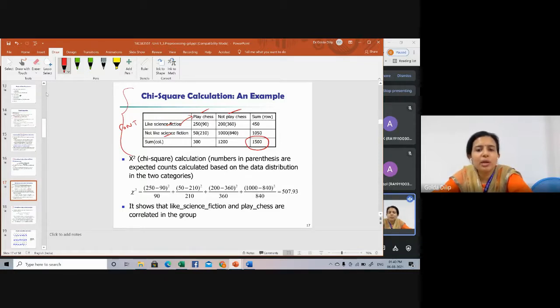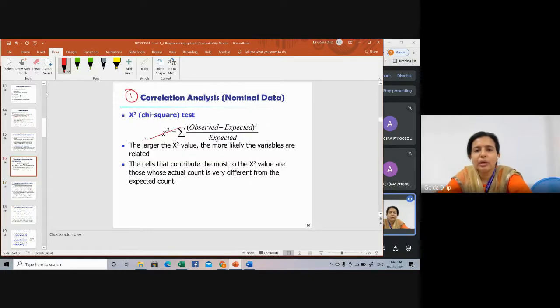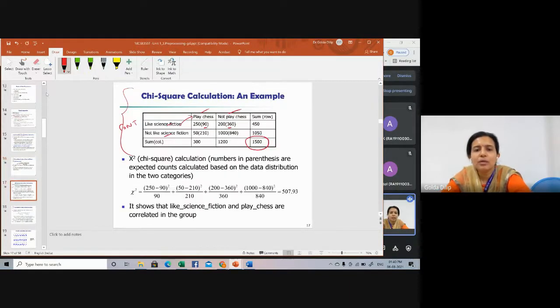The numbers shown in the brackets are the expected frequency. Chi-square is equal to the sum of observed minus expected, the whole square, divided by the expected. The expected frequency is calculated as row total into column total, divided by the total number of observations. So that's how you calculate it.